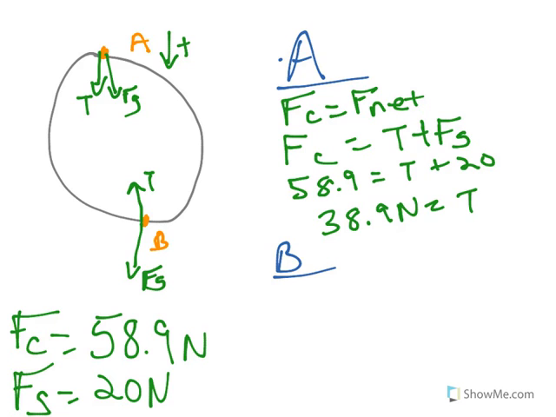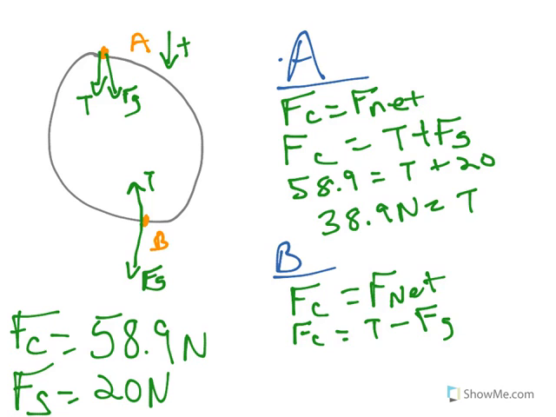For the second one, it should be fairly easy to see. Same thing, net force: the centripetal force is equal to tension minus the force of gravity in this case, because tension is going up, so we make up the positive direction. Gravity is acting against the tension, so we fill this in: 58.9 equals T minus the force of gravity, which is 20. Add 20 to the other side, and we get 78.9 newtons equals T.